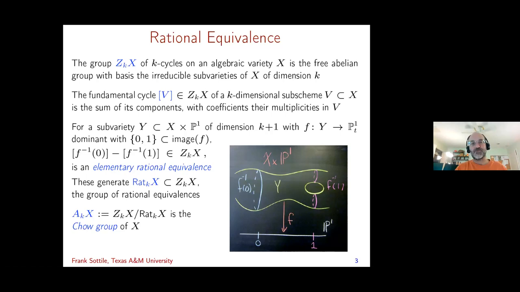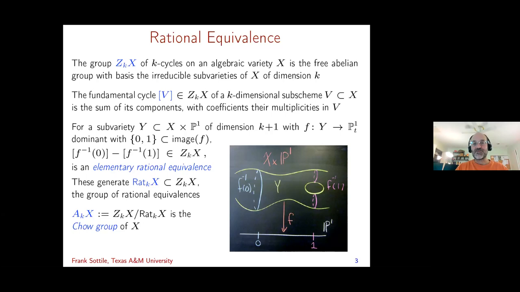It's just the formal sum of the components of this k-dimensional subscheme, where the coefficients are the multiplicities of these components in V. And so it's a positive, or effective, cycle. Now suppose you have a subvariety of X cross P^1 of dimension k plus 1, with a map from that subvariety to the projective line which is dominant, so its image is dense, and 0 and 1 are contained in the image.